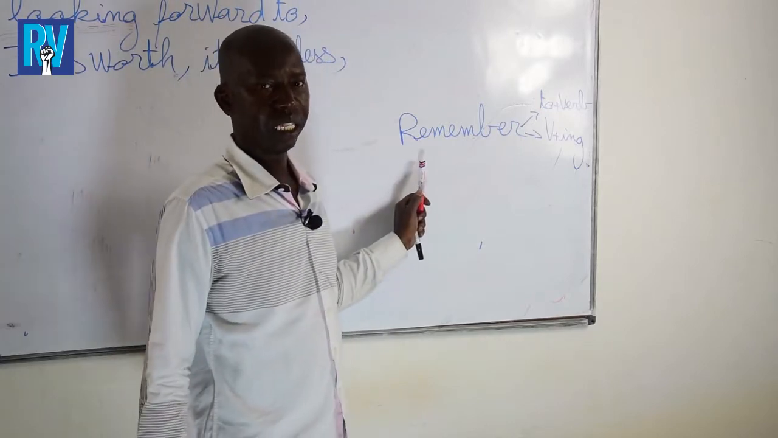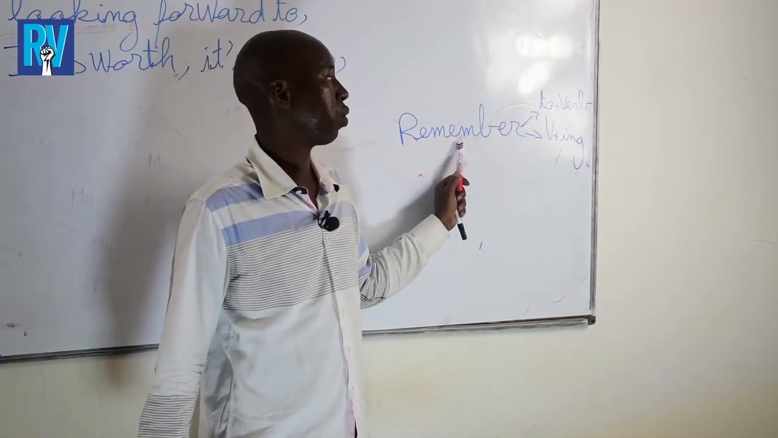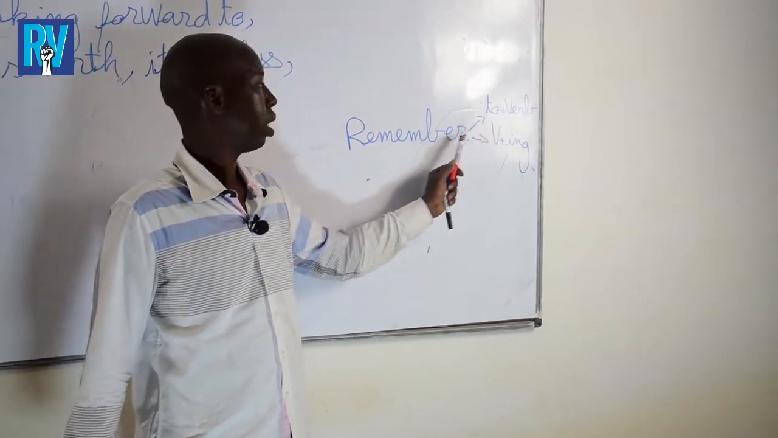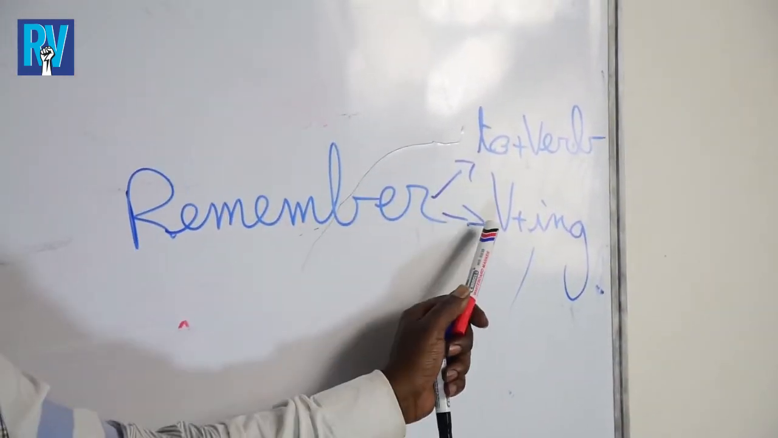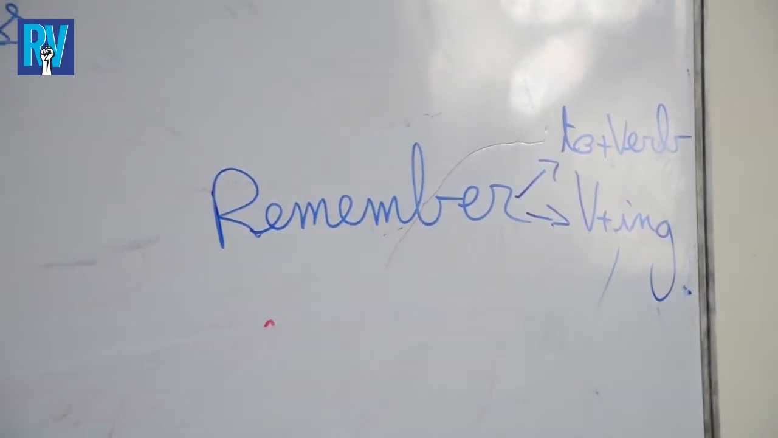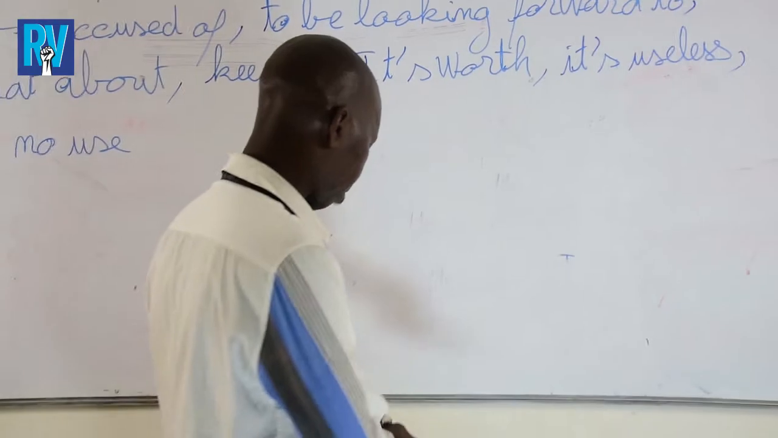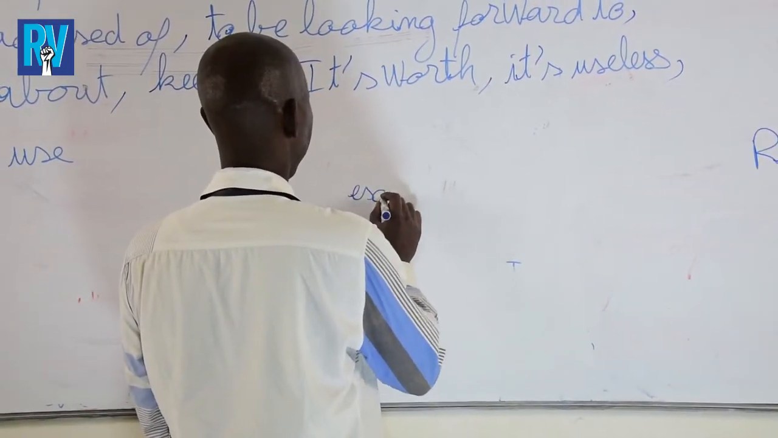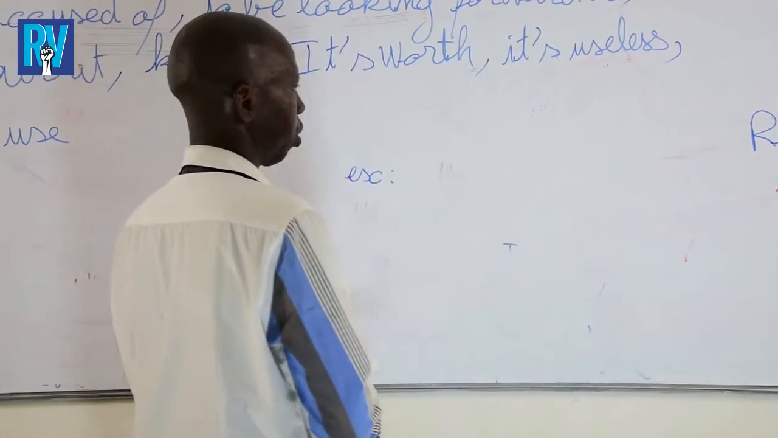Donc on ne l'a pas mis sur la liste parce que des fois ce verbe-là est suivi par un infinitif avec un to. Des fois aussi il est suivi du verbe à la forme ing. And we are going to give some examples. On va donner des exemples. I'm going to give an example.